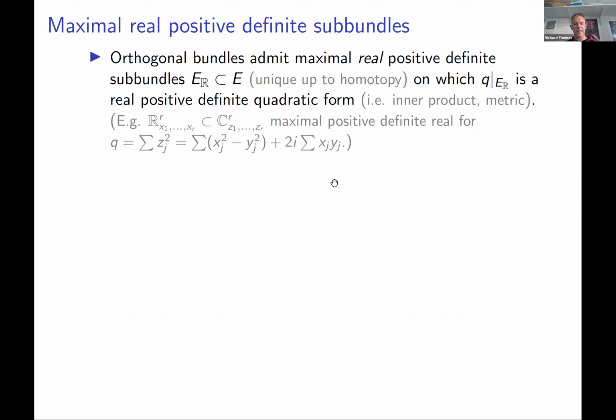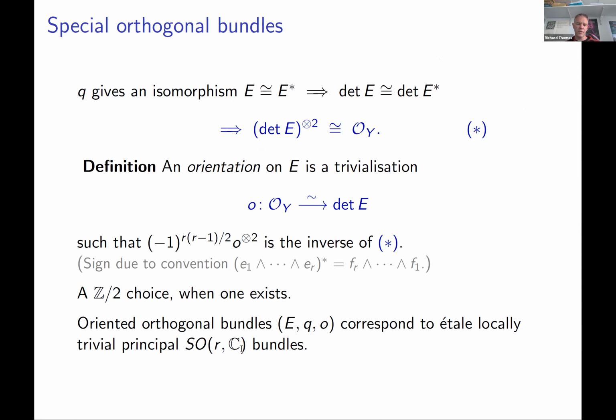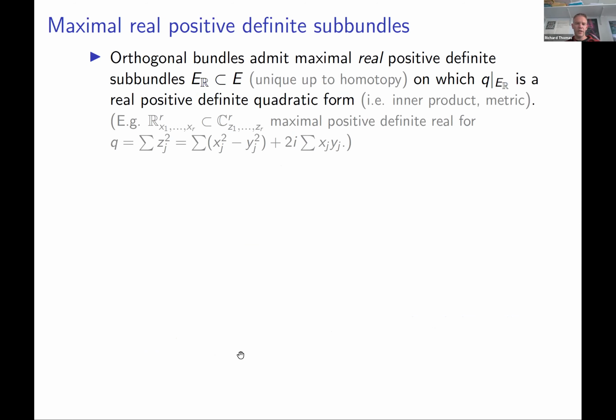Let me go back. This SO(r, C) is homotopy equivalent to SO(r, R). And so underlying all these complex bundles are real bundles that they're complexifications of. Orthogonal bundles admit maximal real positive definite subbundles on which the quadratic form is a real, positive definite, real quadratic form. So it's just a metric in the real sense.